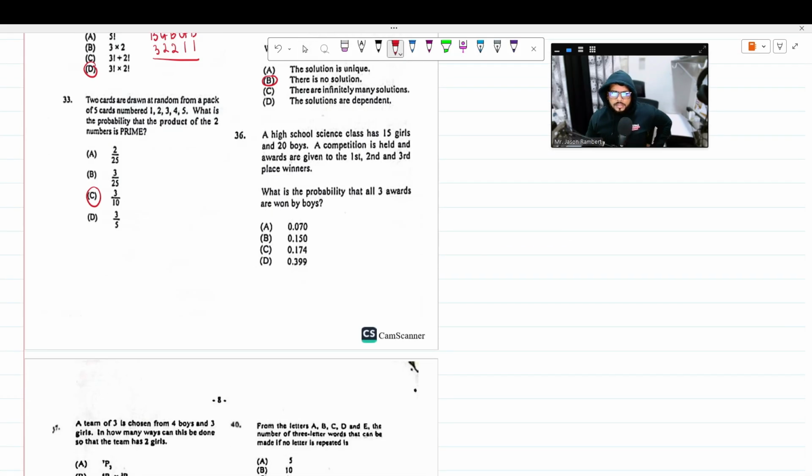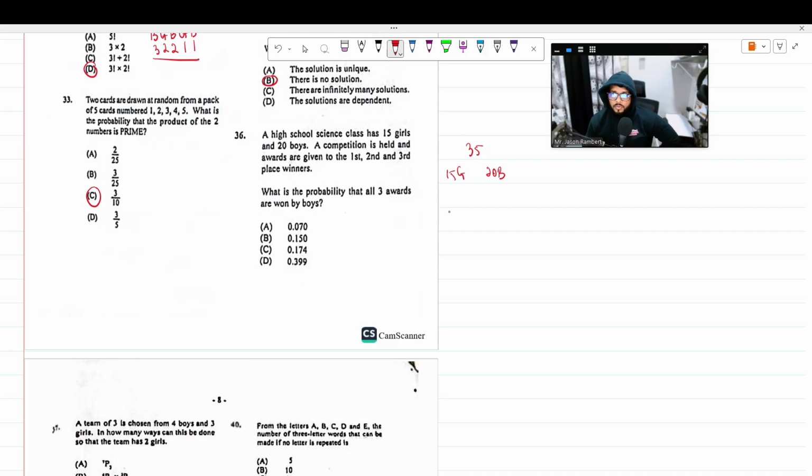A high school dance class has 15 girls and 20 boys. A competition is held and awards are given for the first, second, and third place winners. 35 children in total. What's the probability that all 3 awards are won by boys?